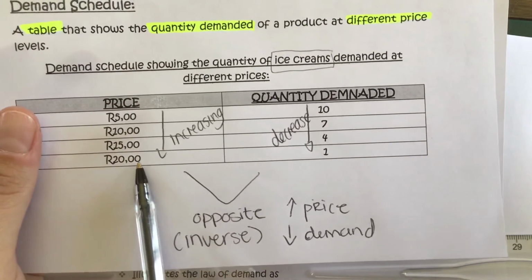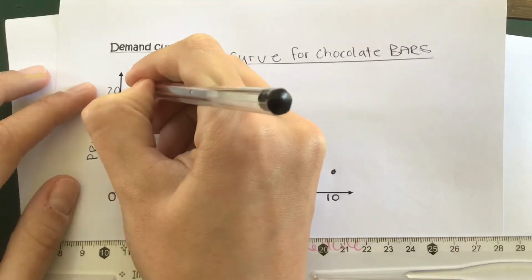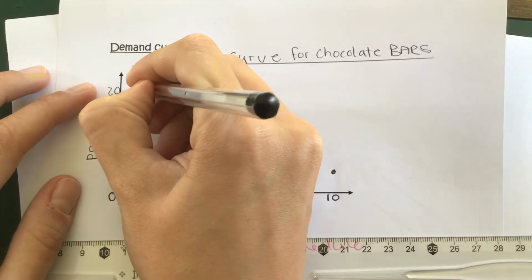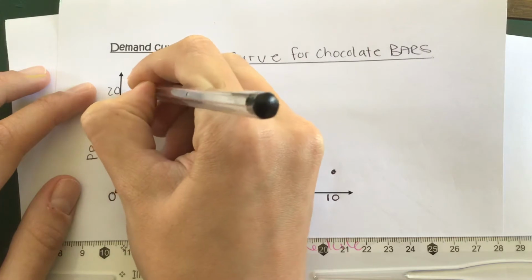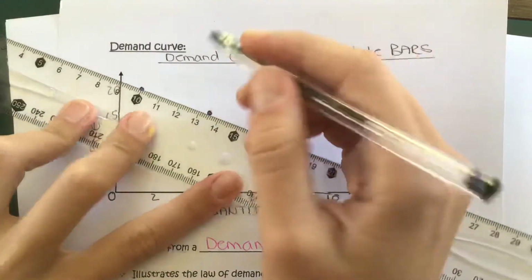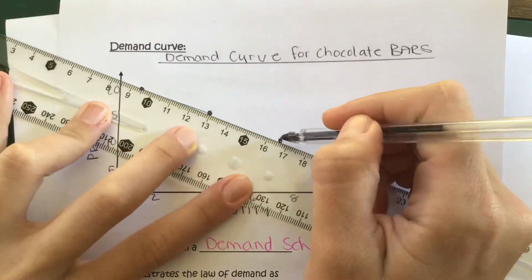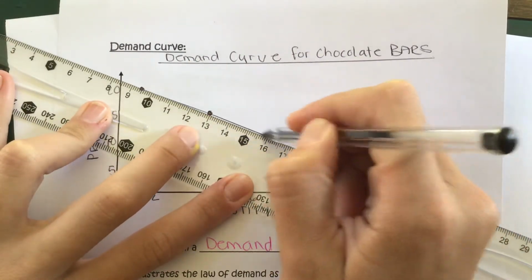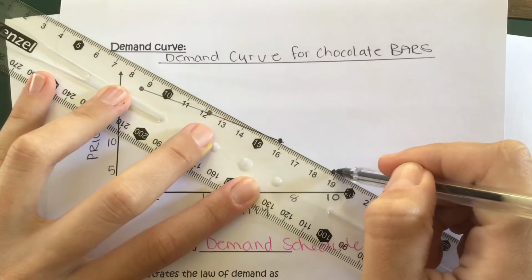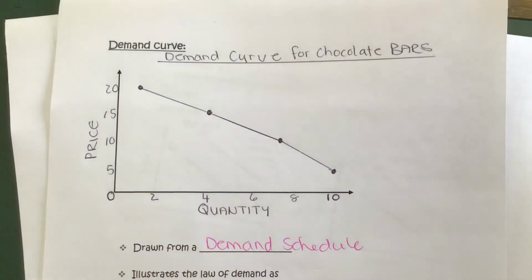Okay, and the next one is 20 Rand and only 1 is demanded. So I come to 20 and in between 0 and 2, I put my dot. Okay, so then what we do next is we go and we connect these dots to draw our line graph. Please do so with a ruler like I'm doing. Okay, and there is our demand curve.